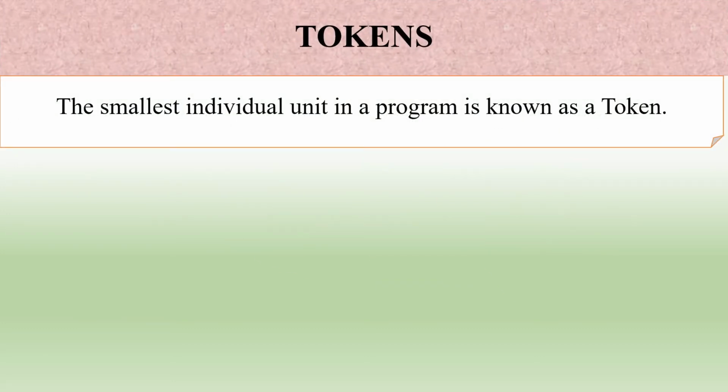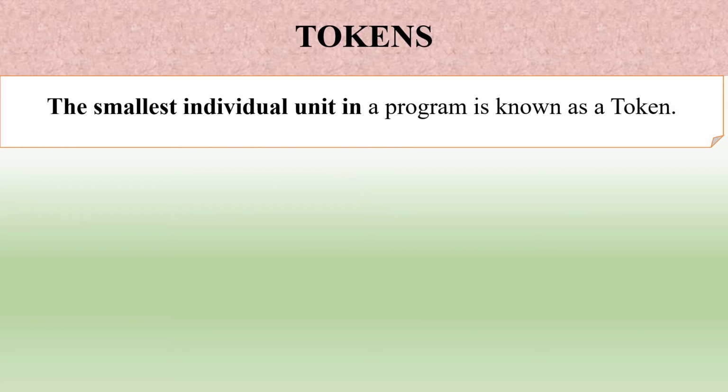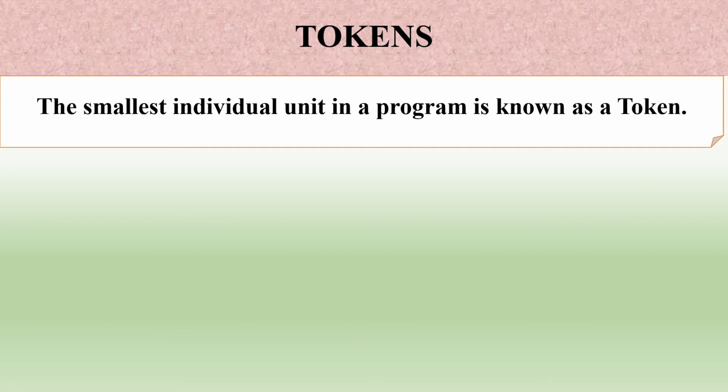So next is tokens. The smallest individual unit in a program is known as a token. That means each part of a program which is necessary to write a complete program, so that we can simply compile it properly without any errors. That means everything which contributes in writing a program is known as tokens. So we can simply say the smallest individual unit in a program is a token.